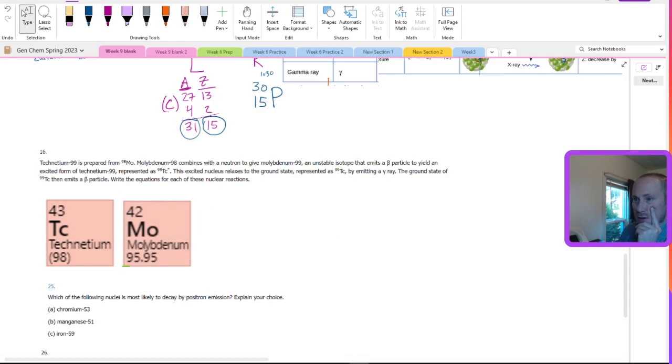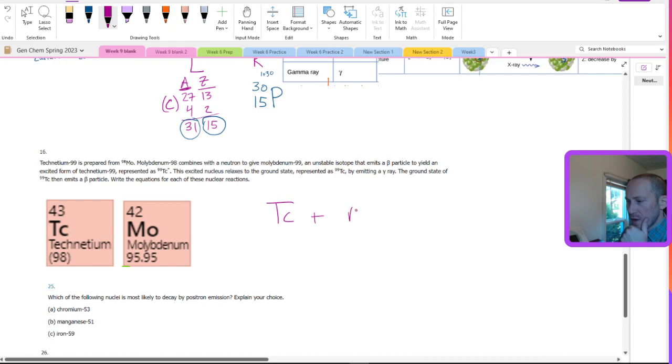combines with a neutron. So we've got some version of technetium combining with a neutron. N in this case is a neutron. And that is an N, not a U. I feel like that looks like so many different possible letters. Let me just make that more obvious. N, neutron. So it combines with a neutron to give molybdenum 99. Okay, so it's like a multi-step reaction. So part one, technetium and neutron give us molybdenum 99.